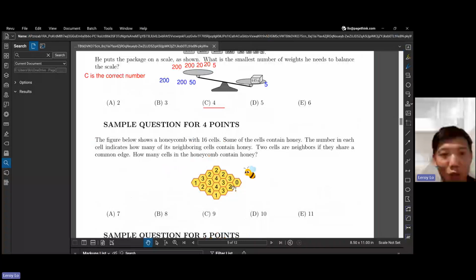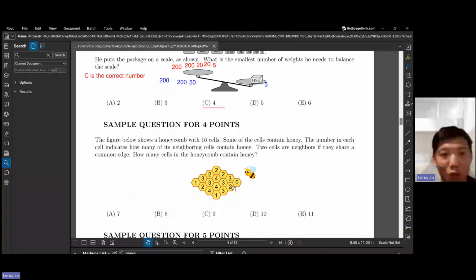So we have 3 here, which means 3 of them have honey. Using colors for identification purposes, we have 1, 2, 3, 4 surrounding cells. We're going counterclockwise. So this one I can check because this one doesn't, which means another 3 need to have honey. So this one needs to have, this one needs to have.